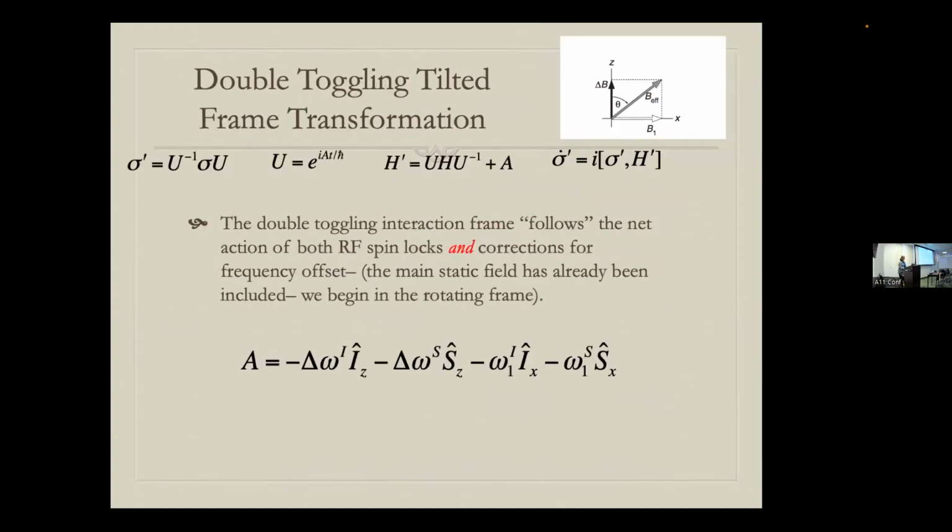The two transformations. So this is going to be a toggling frame that follows the net action of both RF spin locks and corrections for both frequency offsets. Now, a lot of times it's only one of them that's off resonance and the other one is treated as on resonance. And that might be the case, I can't remember, in the last slides that I had.